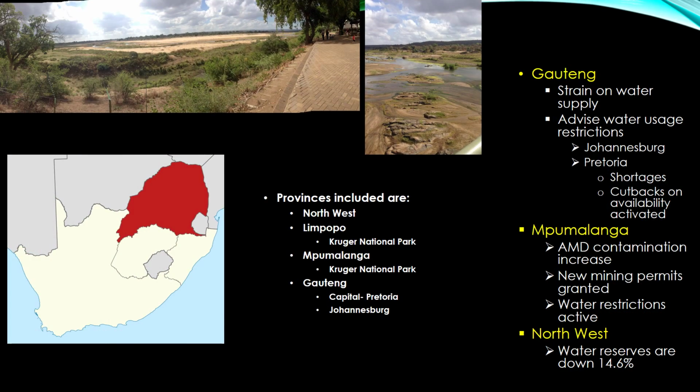So the first one is going to be the northwest part of South Africa. This includes the provinces of Northwest, Limpopo, if I'm going to butcher these, but I'm going to try, Mpumalanga, and this is where the mouth of the Vaal River starts. Limpopo and Mpumalanga is where Kruger National Park is, and Gauteng includes the capital of South Africa, Pretoria, and the major city of Johannesburg.